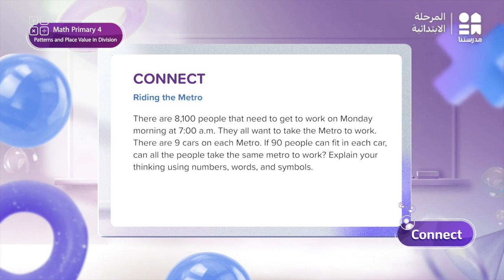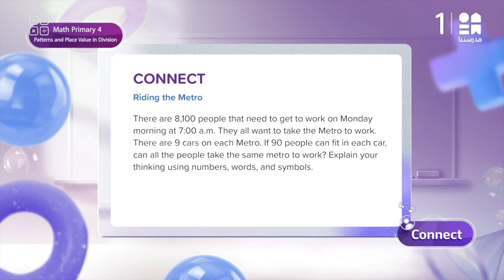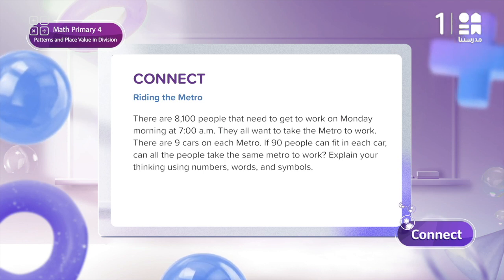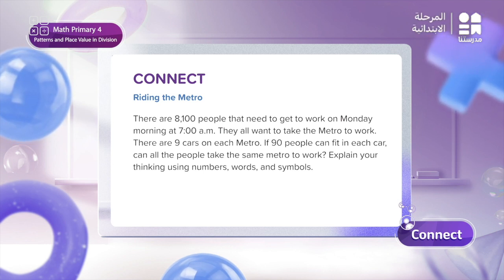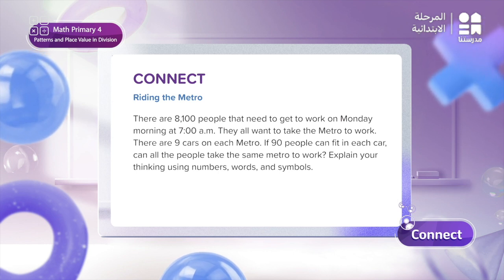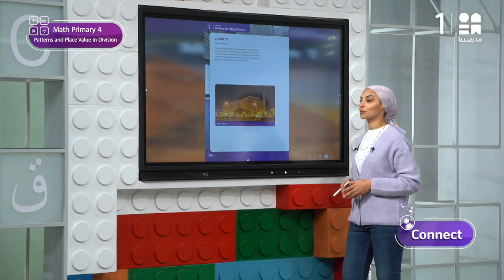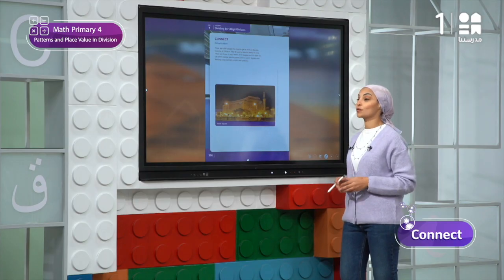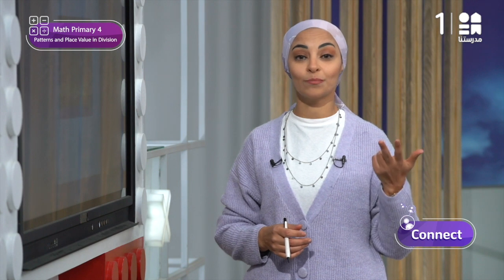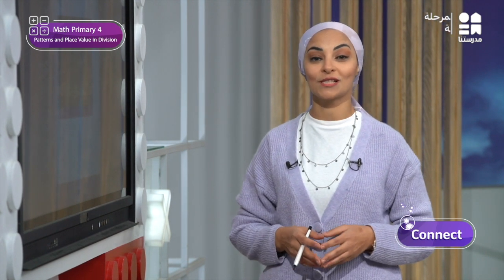كلهم عايزين يروحوا بالمترو. There are 9 cars on each metro. كل مترو عنده 9 cars. Each car can fit 90 people. كل car ممكن تاخد 90 people. The question is, السؤال بقى بيقول لي إيه؟ ينفع can all these people take the same metro to work؟ ينفع كلهم ياخدوا نفس المترو عشان يروحوا الورك بتاعهم؟ I will give you some time to think and explain your thinking using numbers, or words, or symbols, and when we are back, we will discuss your answers.